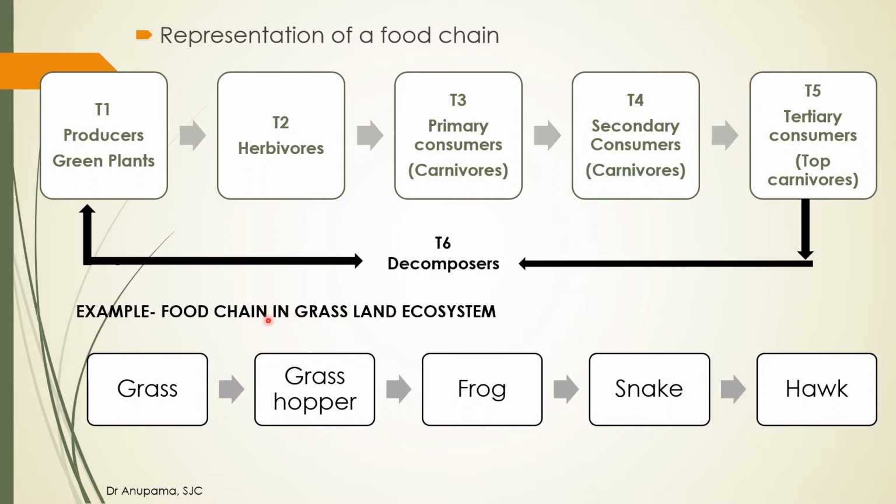Okay, here we'll be starting with the producer and ending up with the tertiary consumer. So grass is a producer, and grasshopper is the primary consumer, which can be consumed by the frog, the secondary consumer, which in turn is taken up by the snake. Snake in turn will be eaten by hawks. So this is a representation of eating and being eaten. This is your grassland ecosystem food chain.